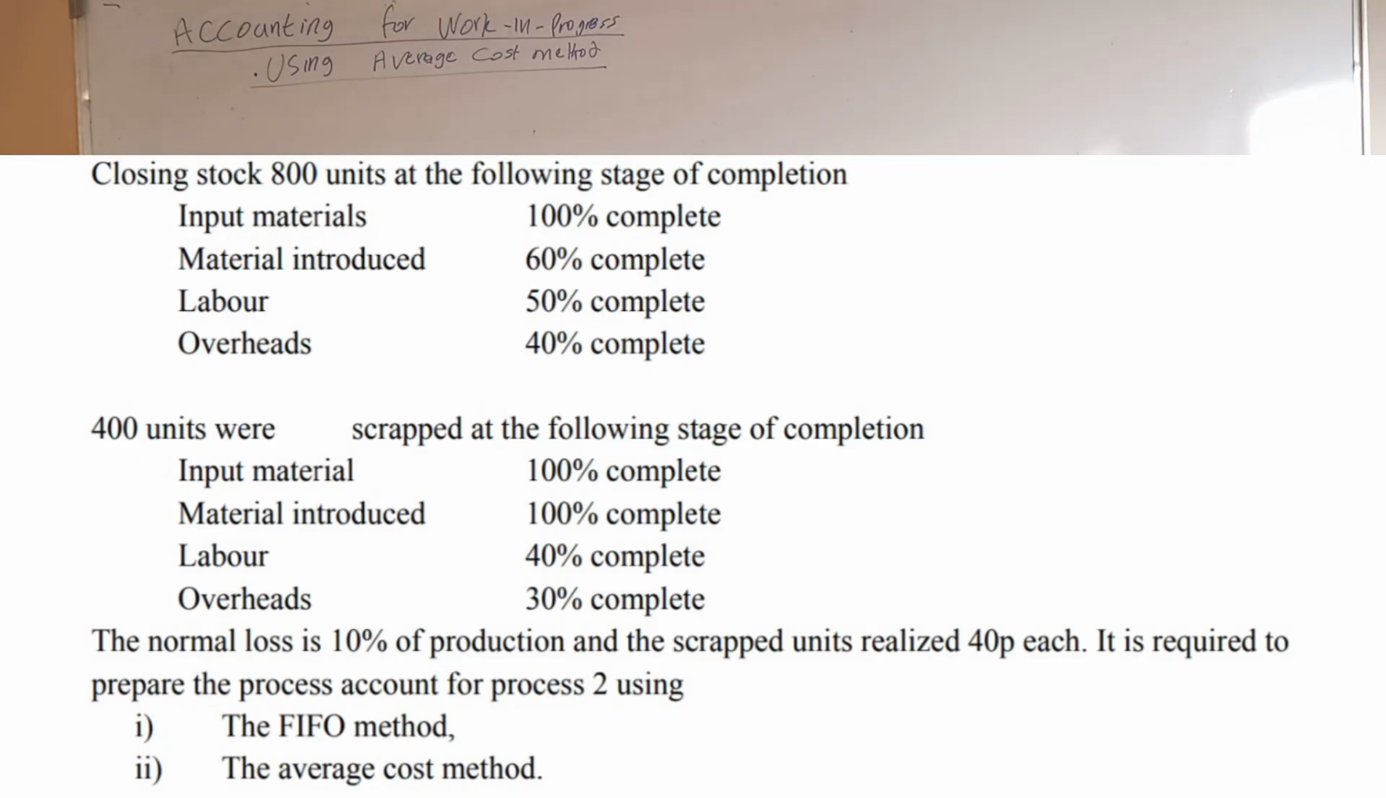Then there are 400 units of work scrapped at the following stage of completion. Input material 100% complete, material introduced 100% complete, overheads 30% complete, labor 40% complete. The normal loss is 10% of production, and the scrap units realize 40 points each. This 40 points simply means 0.4 shillings. It is required to prepare the process account for process 2 using the FIFO method.